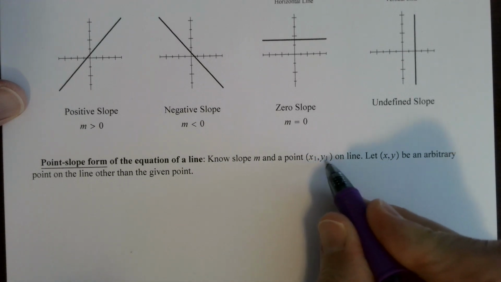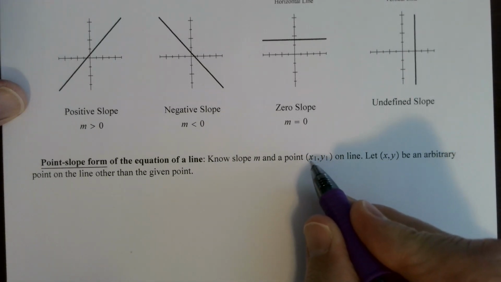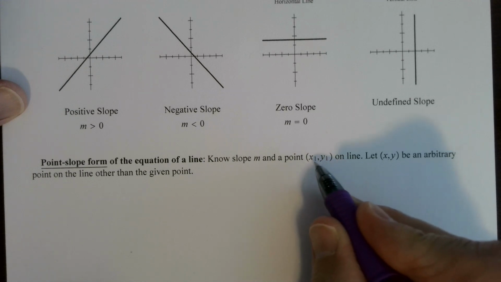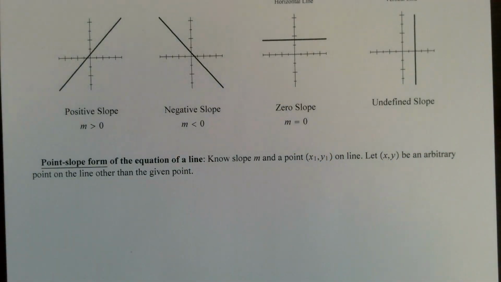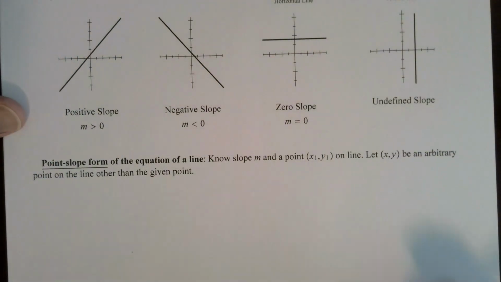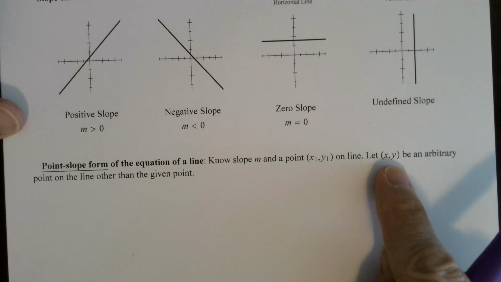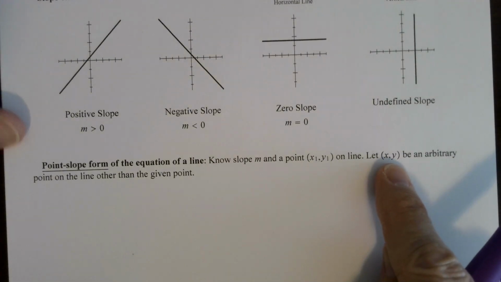I've got subscripts on x and y to indicate that it's going to be a given point, so we would know the coordinates of this point. But here, x, y could be any point. Right? As we move along that line, different points will have different x and y coordinates. So this is arbitrary, and we want an equation relating these two variables together.